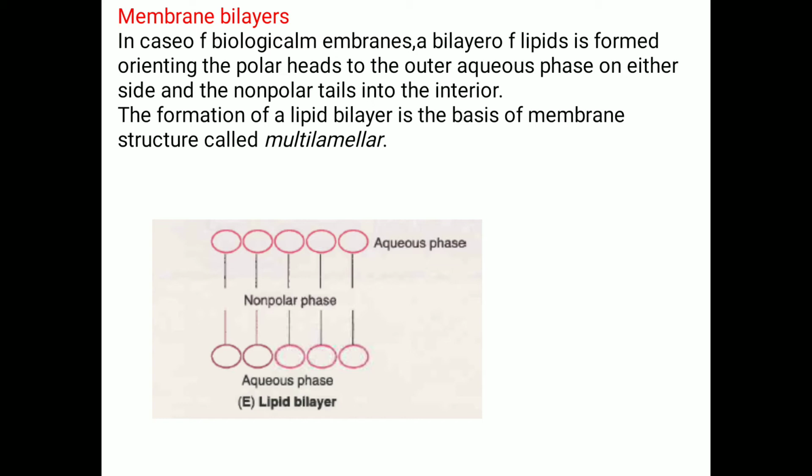So in aqueous phase, what all structures can a lipid take? It can take a micelle structure, it can form membrane bilayers, and if you take the cell membrane, it is made up of membrane bilayers. So the membrane bilayer gives a sort of structure to the cell and maintains the cell permeability and integrity.